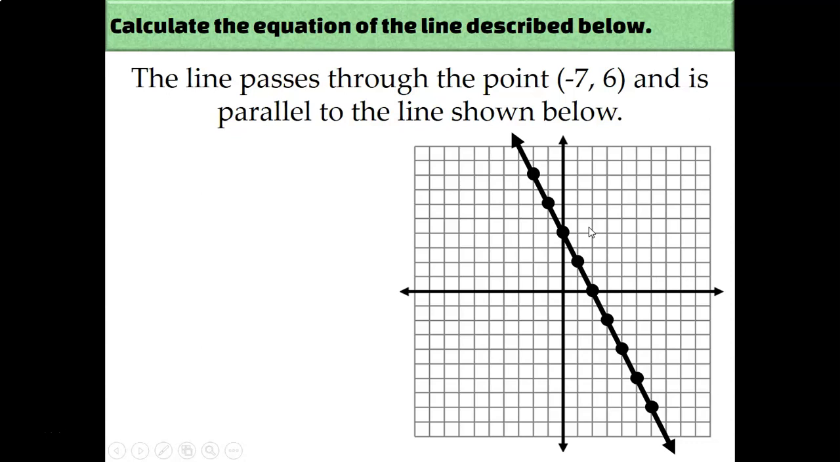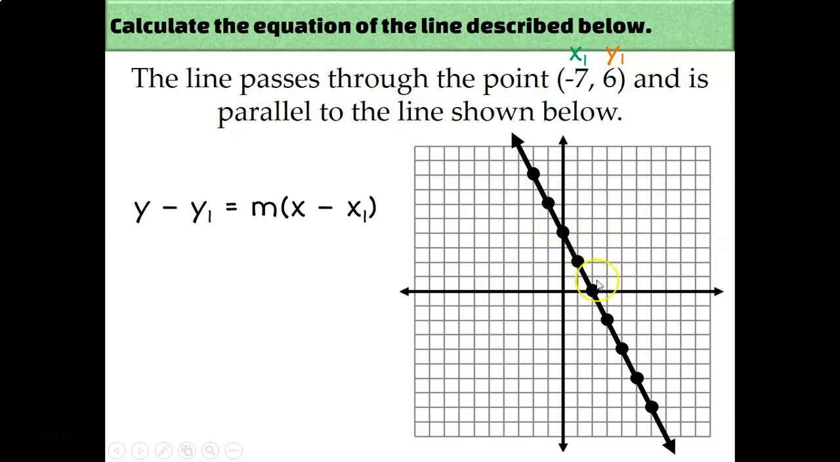Let's try an example where instead of telling you an equation, I'm telling you a graph that your line has to be parallel to. Our line that we're going to write the equation of must pass through the point -7, 6, and it must be parallel to this line. So we're going to use point-slope form again to write this equation, which means I need x1, y1, which is the point that I was given, and I need the slope. And since these two lines, the one that I see here and the one that I'm going to write, are going to be parallel lines, they have to have the same slope.